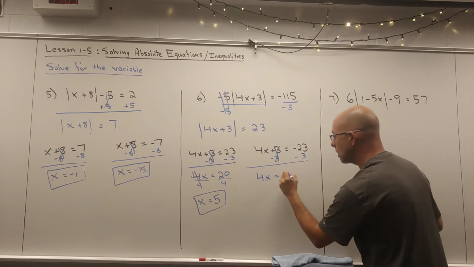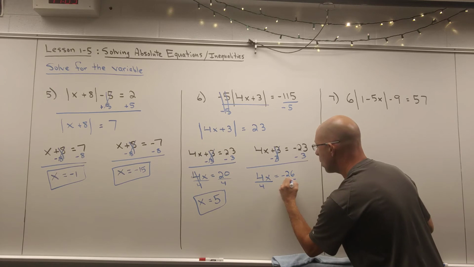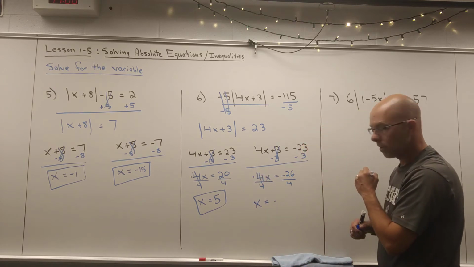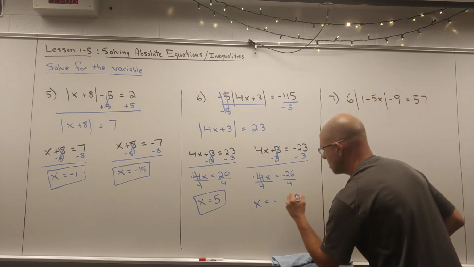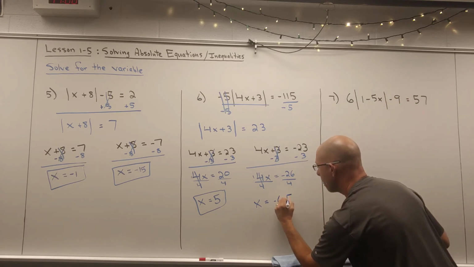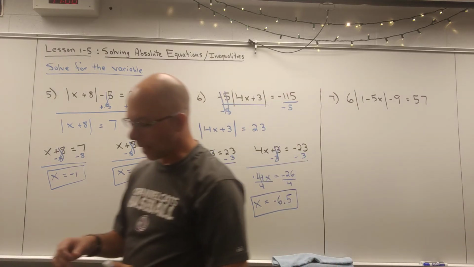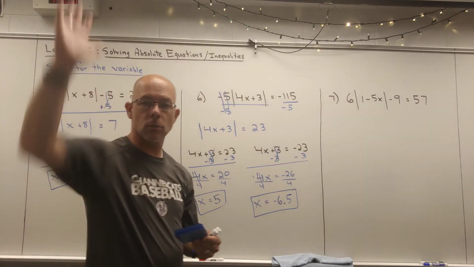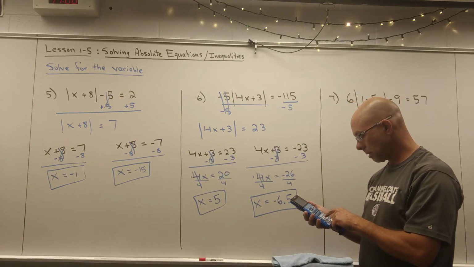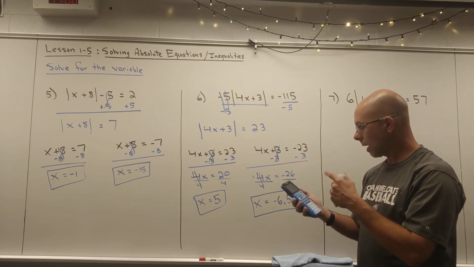Negative 23 minus 3 is negative 26. Divide both sides by 4. 4 divided by 4 is 1x, and this is negative. Let's see, 6 with the remainder, 6.5. And I should always double check that on video, because if I was in class and made a mistake, a hand shoots up, and you always want to make sure that I'm doing things right. So negative 26 divided by 4, negative 6.5.